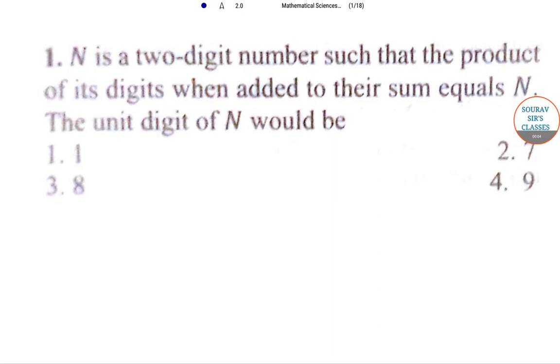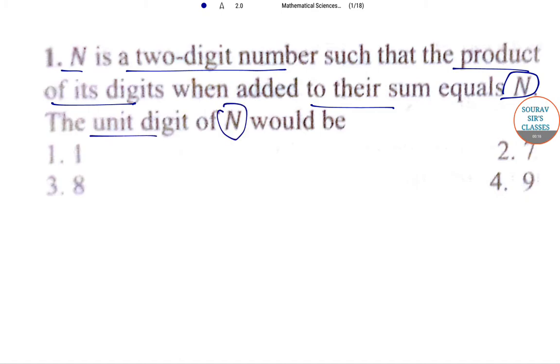The question is, n is a two-digit number such that the product of its digits when added to the sum equals n. The unit digit of n would be: option 1, 1; option 2, 7; option 3, 8; and option 4, 9.